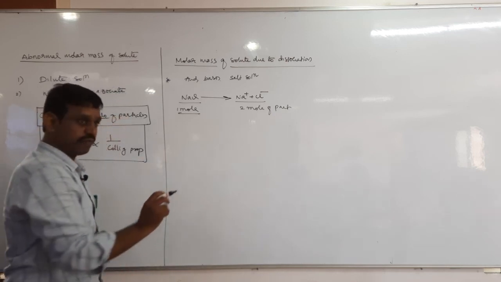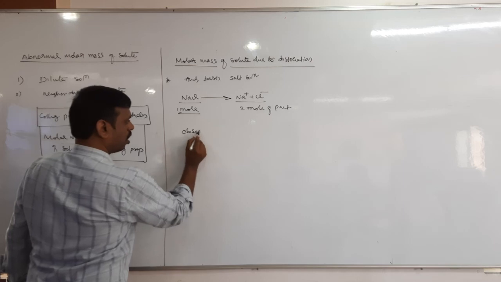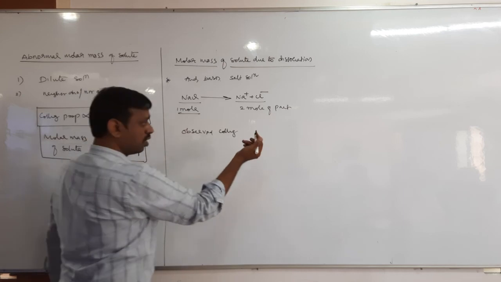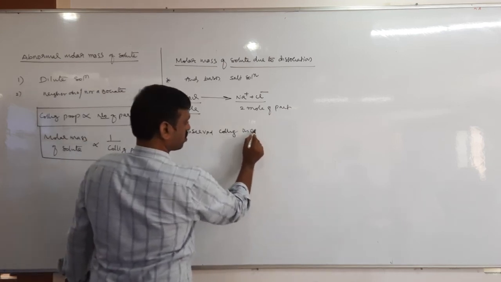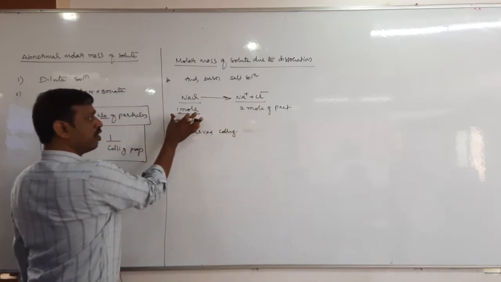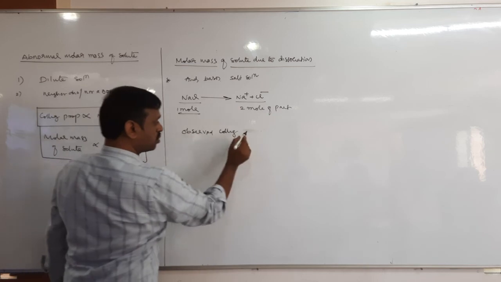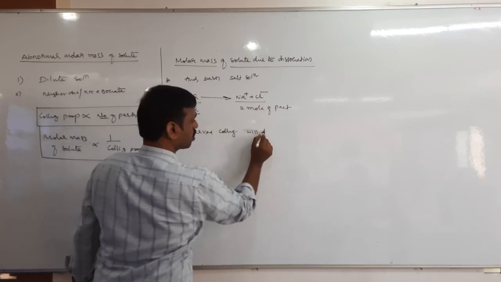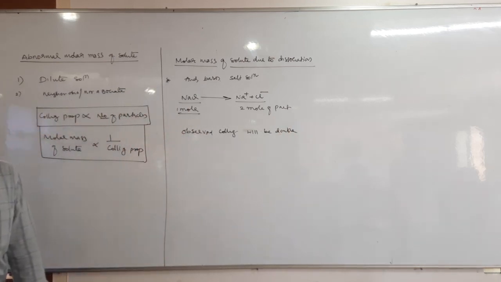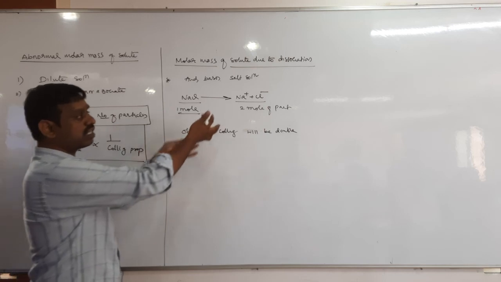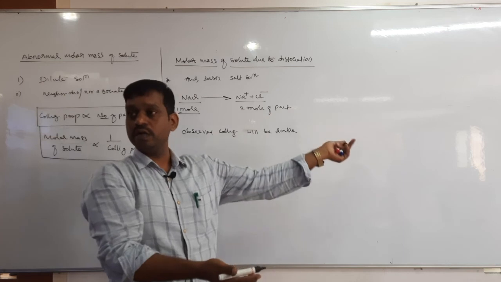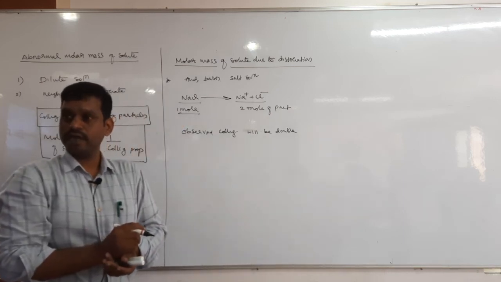Observed colligative property increases. It is actually doubled. Here we have taken 1 mole, but it is 2 moles. Therefore, the observed colligative property will be doubled compared to the normal colligative property. Why is it doubled? Because particles are doubled. When the number of particles is doubled, the observed colligative property will be doubled compared to the normal colligative property.